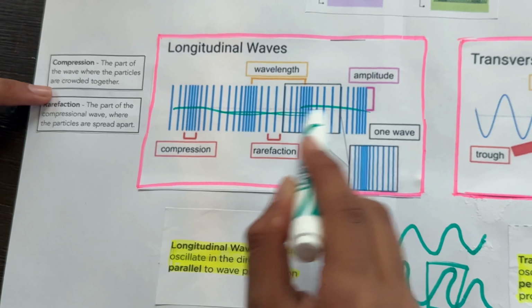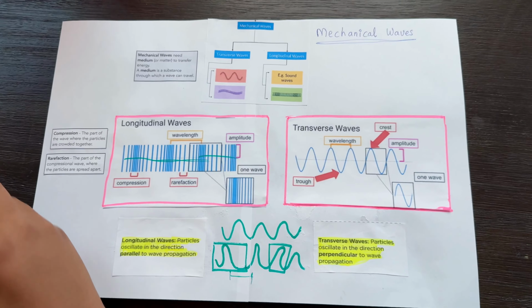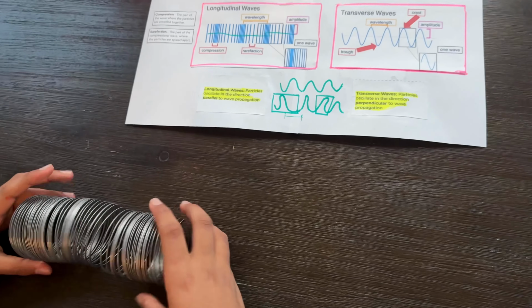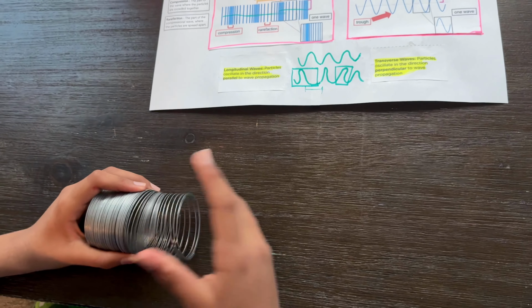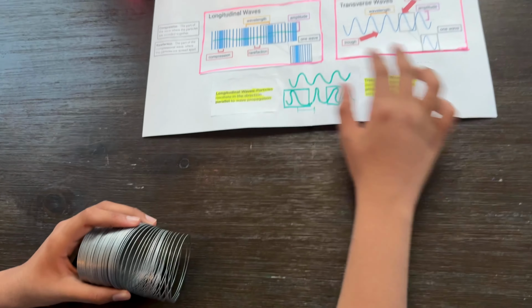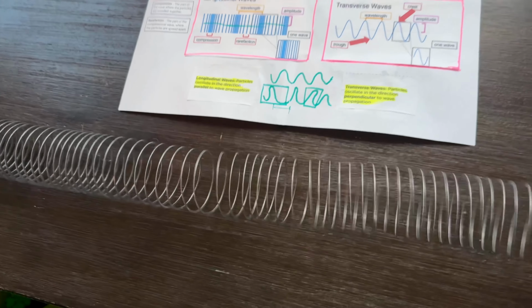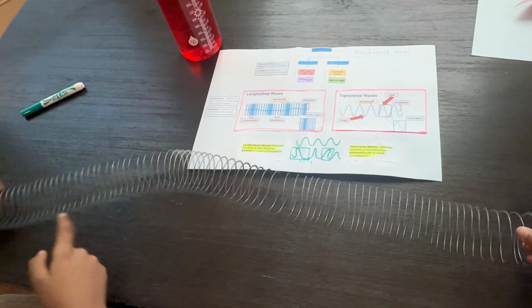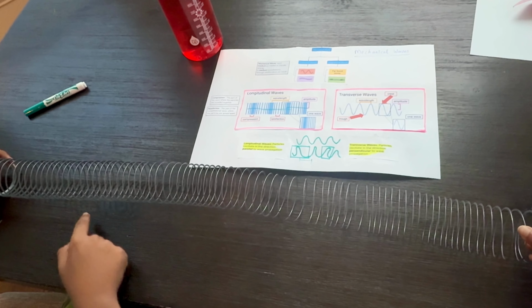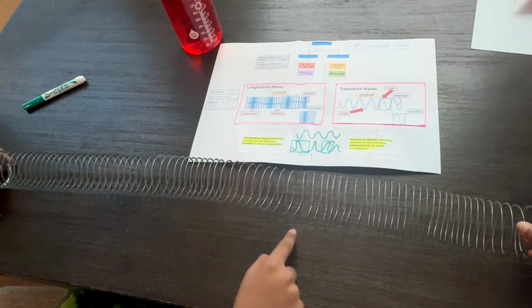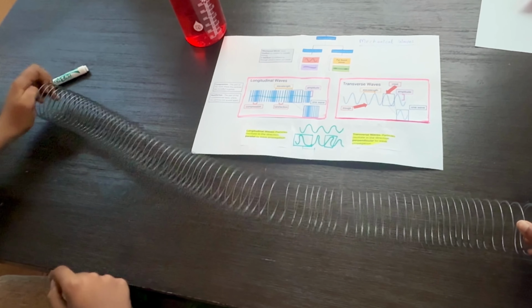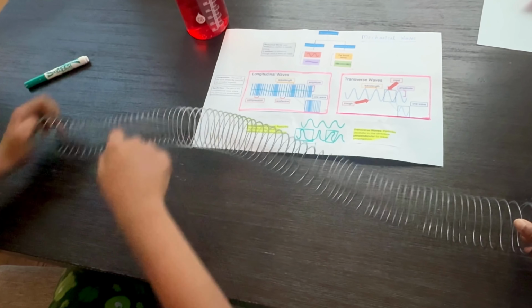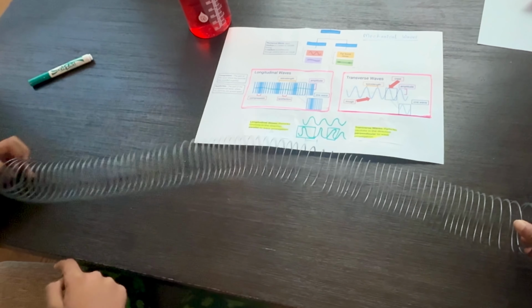So now we're going to be looking at mechanical waves through a slinky. For a transverse wave, since it's perpendicular to the propagation, it would look something like this. I'm going to try to shake it. Let's say this is the original line. If we shake it, you can see how it's moving perpendicular to this line.